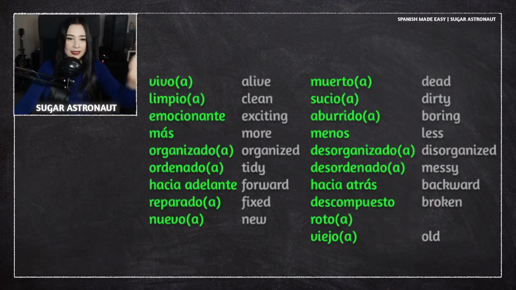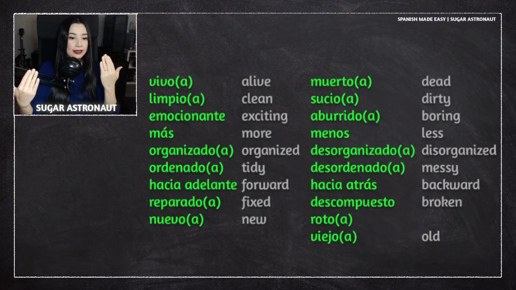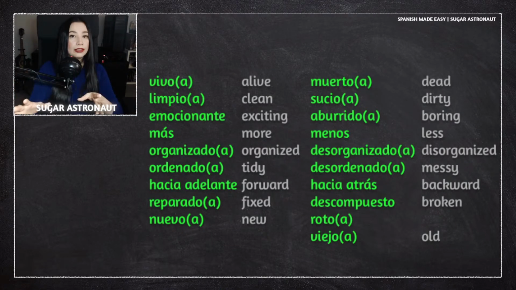Okay, let me just pronounce these last set of words, and please let me know if you have any questions, and that's gonna be it. Vivo, muerto. Limpio, sucio. Emocionante, aburrido. Más, menos. Organizado, desorganizado, ordenado, desordenado, hacia adelante, hacia atrás, reparado, descompuesto o roto, nuevo, viejo. Okay? So 50 opposite words total.